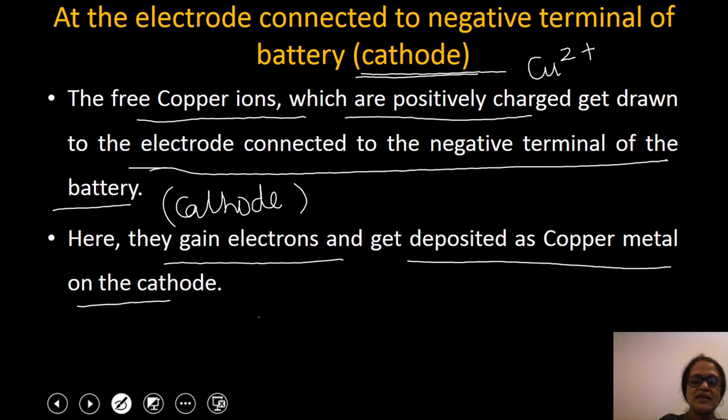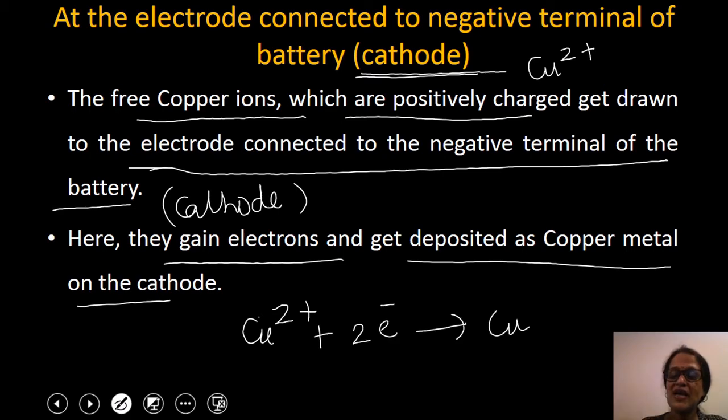So what is happening here? I would like to write it in the form of a chemical equation. Copper ion Cu2+, as it has two positive charges, will take two electrons and will be neutralized, and will convert into copper. So at the end you can see that there is deposition of copper on the spoon. So this is the process taking place at the cathode.